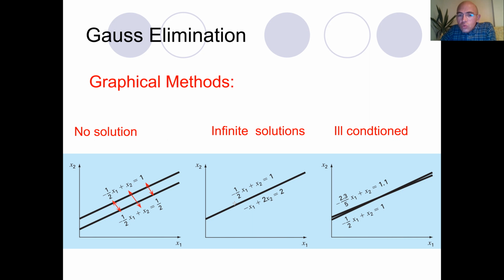Indeed, these two equations represent the same line. As a result, I have an infinite number of solutions. This is what it means. So there are an infinite number of x1s and x2s. What else?